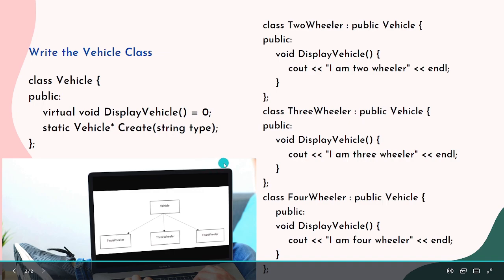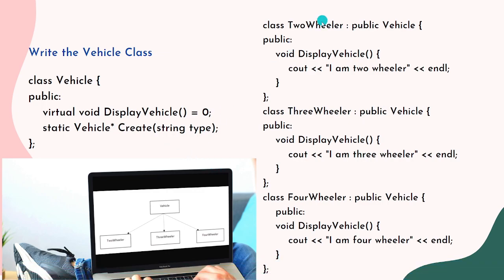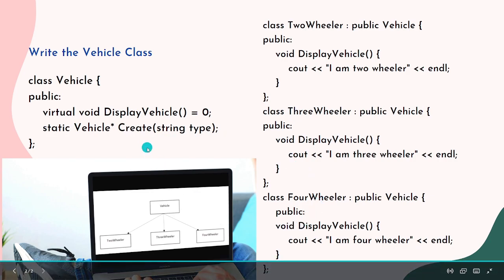So when the client requests the two-wheeler type, then it returns that type of object. Similarly, for three-wheeler, it returns a three-wheeler object. So the two things are there: when we request a specific type, it returns that object, or we can also request a number of times. And next we are going to discuss how to create a factory method and how to call that factory method.